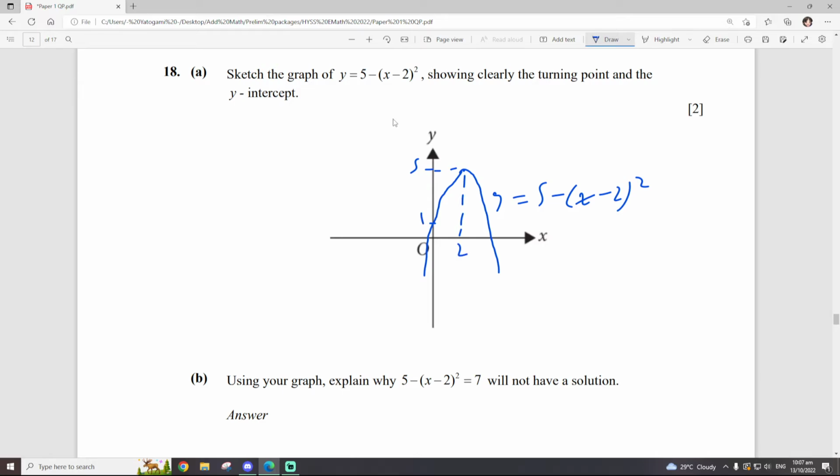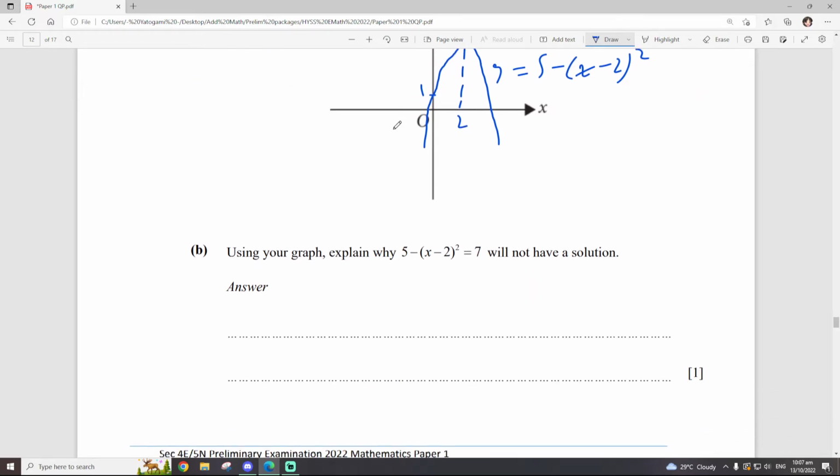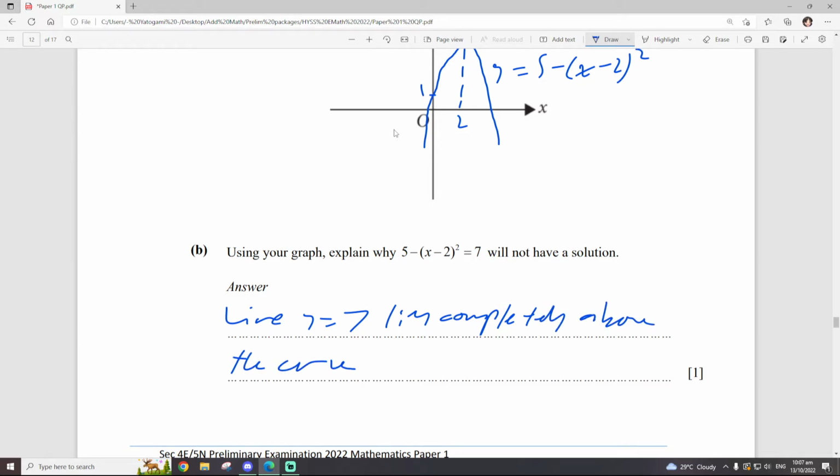Okay. Explain why 5 minus (x minus 2) squared equals 7 does not have a solution. So this one is quite simple. The line y equals 7 lies completely above the curve. Okay.